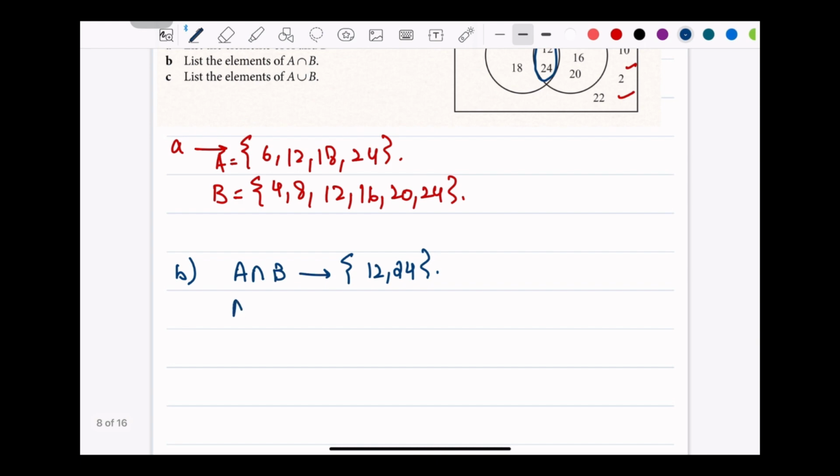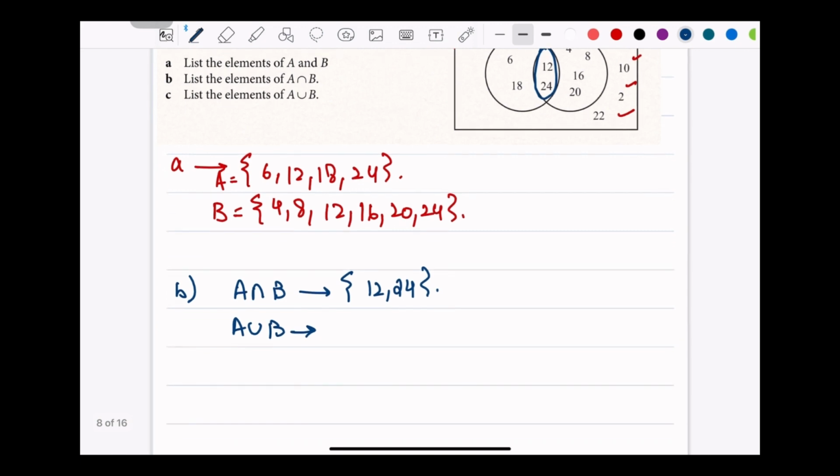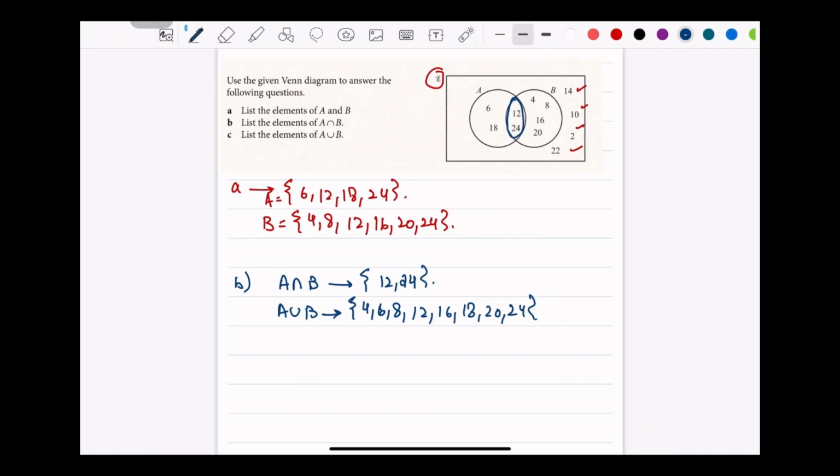So list down A union B. Now, A and B all summed up together. So in sequence, 4, 6, 8, 12, 16, 18, 20, 24. All of them, writing them all down together.